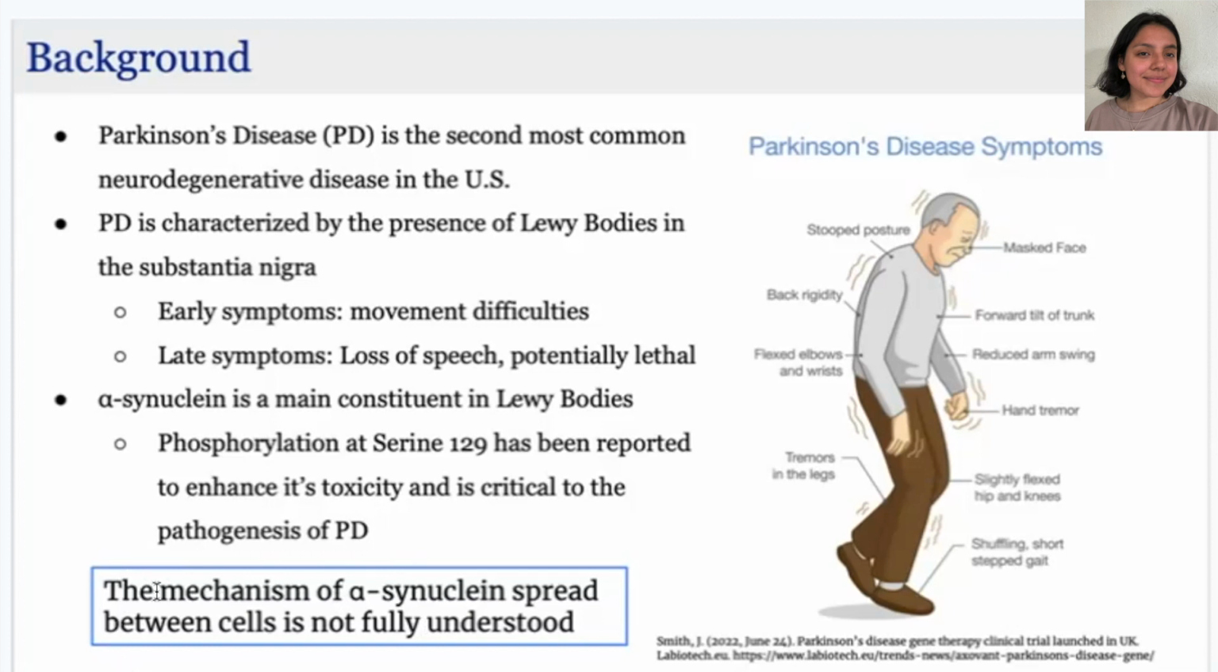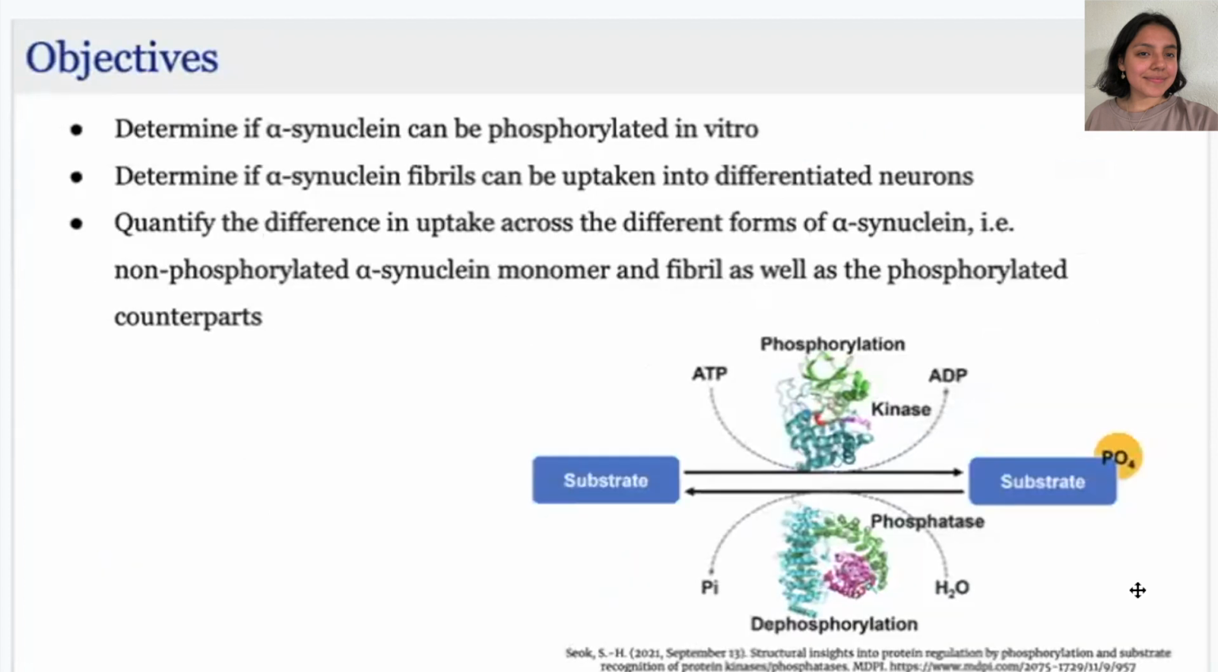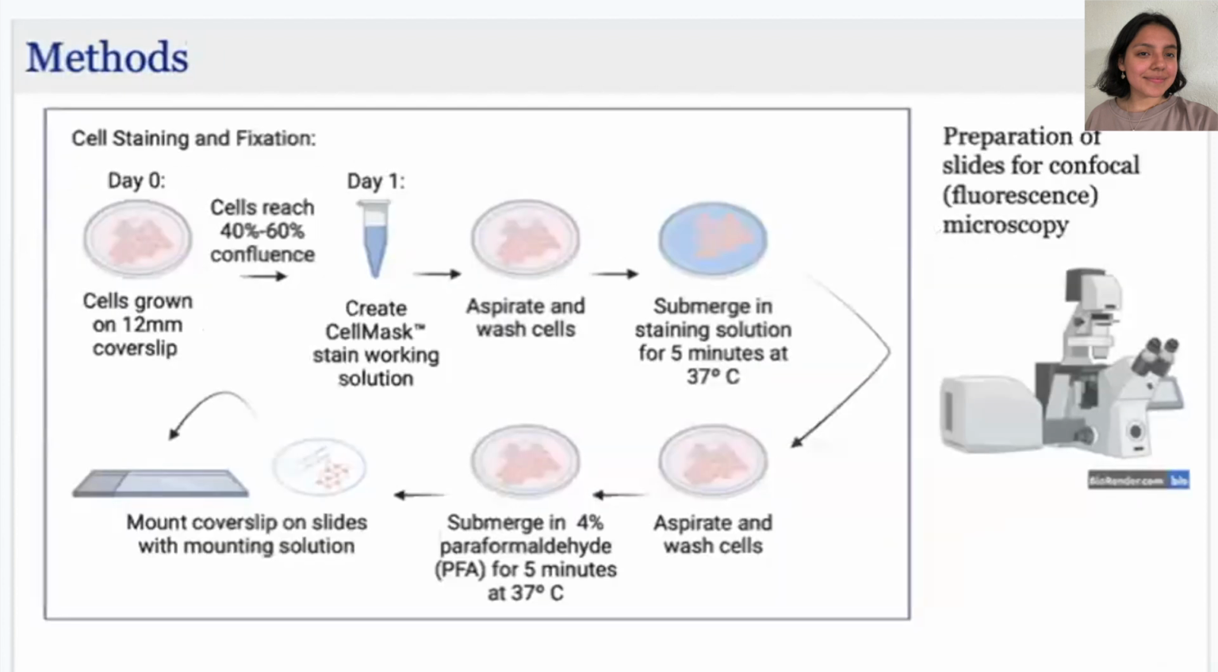So we are researching this because the mechanism of synuclein spread between cells is not fully understood. For our objectives, we have two smaller objectives, which are determining if synuclein can be phosphorylated in vitro, or outside of a living organism, and determining if synuclein fibrils can be uptaken into differentiated neurons. For our cells, we used neuroblastoma cells, which is a cancer cell line, and we wanted to differentiate them so they would be more neuron-like. Our primary objective was quantifying the difference in uptake across the different forms of synuclein: non-phosphorylated synuclein, monomer and fibril, and then their phosphorylated counterparts, so 4 samples in total.